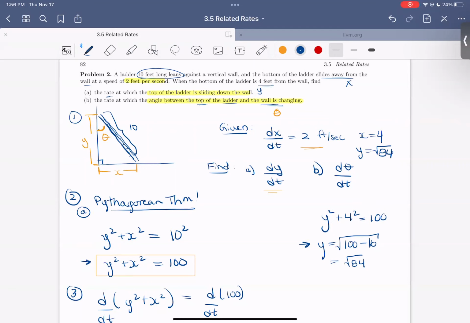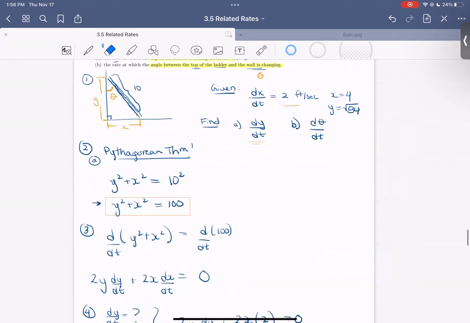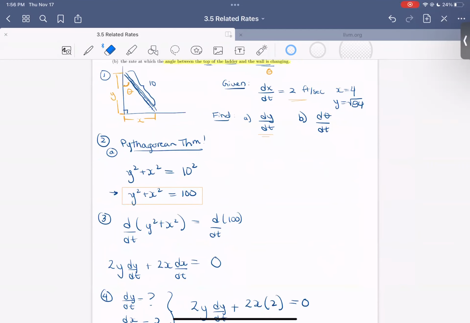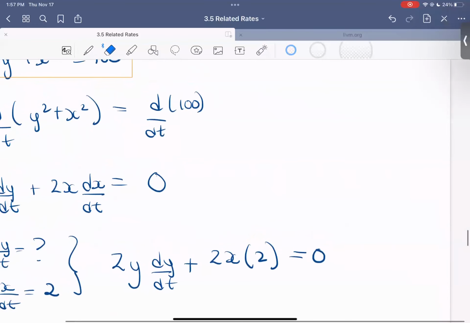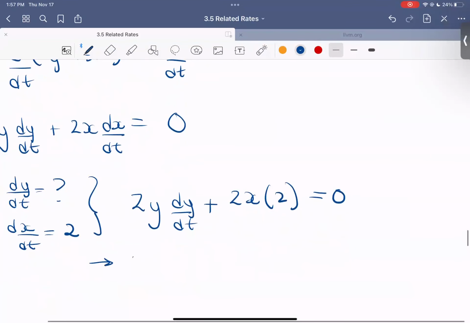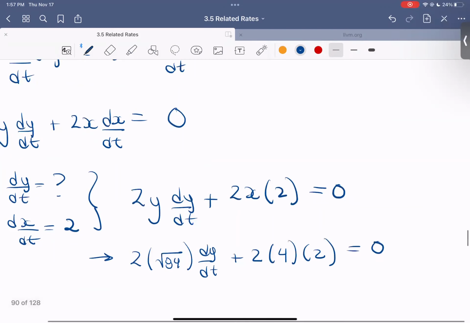So let's also plug those values into our equation. And sometimes when we do problems like this, this is how it goes. We might need to go back and find out that maybe there was more to what we were told than what we originally thought. Okay, so I can plug in a few more values here. y is square root of 84, dy/dt plus 2x is 4. And we already saw that dx/dt was 2, equals 0.